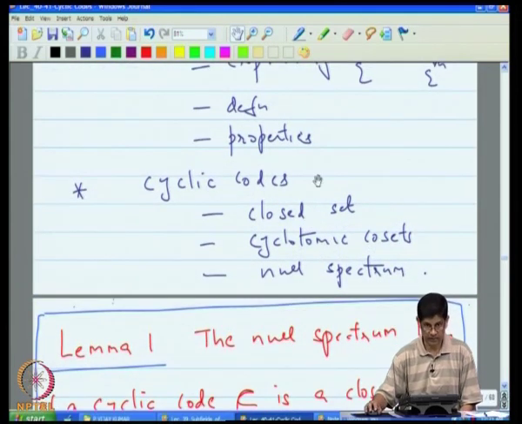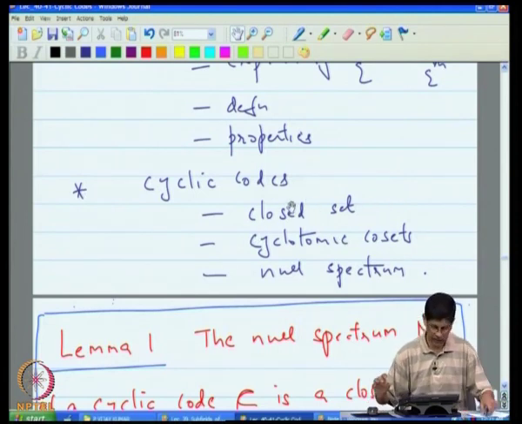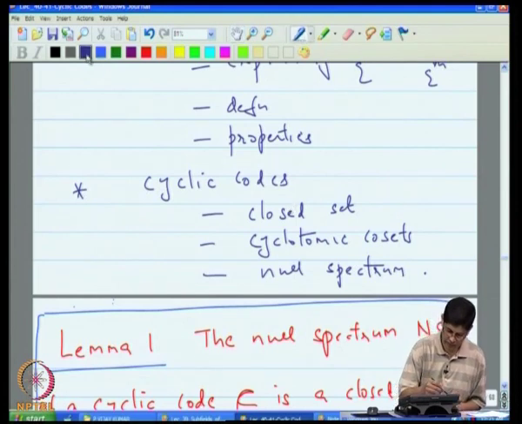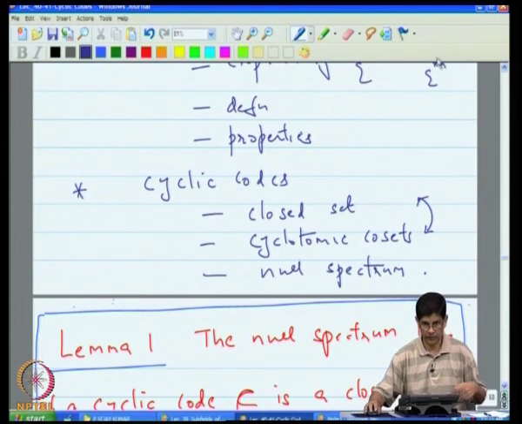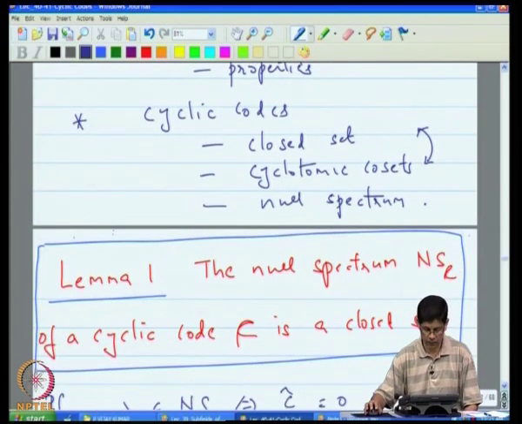We started discussing cyclic codes. We discussed cyclotomic cosets, closed set. So, I think these two got interchanged in their order here. So, perhaps just make a note of that in terms of the order in which we discussed them, and then finally we introduced the notion of a null spectrum.